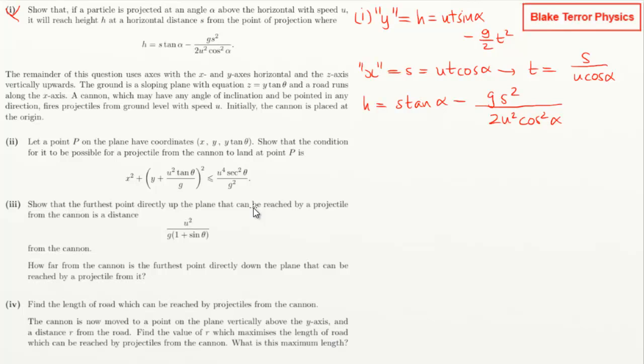The remainder of this question uses axes with the x and y axes horizontal and the z axis vertically upwards. The ground is a sloping plane with equation z equals y tan theta. I don't think I'm going to be drawing that very well. And a road runs along the x-axis, and the x-axis will be flat. A cannon, which may have any angle of inclination and be pointed in any direction, fires projectiles from ground level with speed u. Initially, the cannon is placed at the origin.